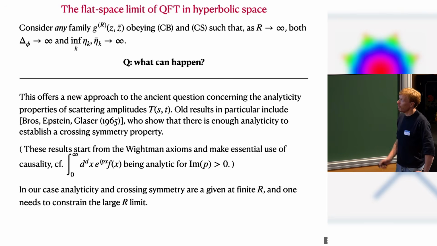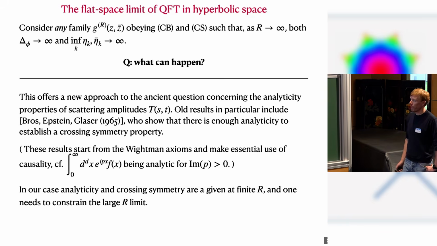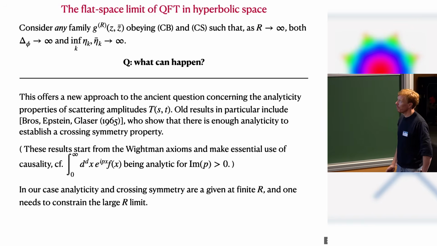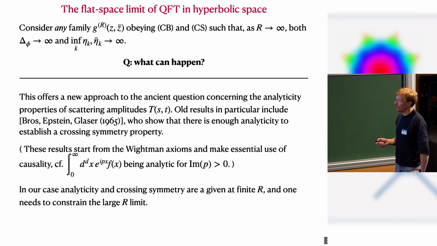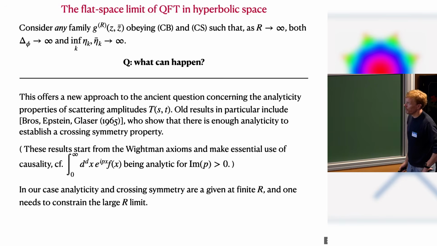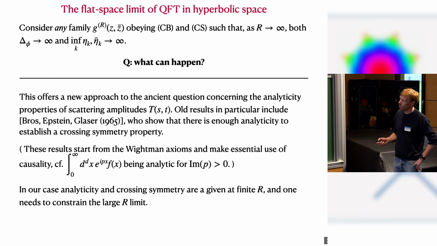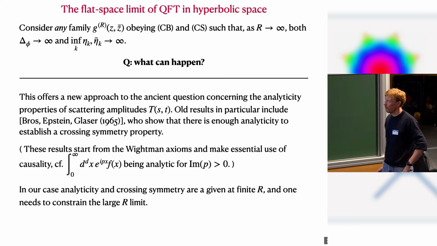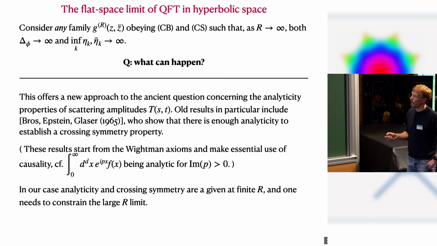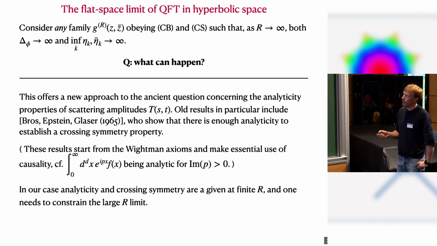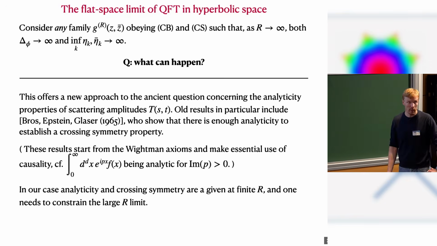And that's what I'd like to know because it offers a new approach to scattering amplitudes. That is something that I skipped on the previous slides. So this makes contact with old results, in particular by Bros, Epstein, and Glaser from 1965, who found some analyticity results of scattering amplitudes using the Wightman axioms and making use of causality. And I feel like this is a nice approach because you have analyticity for any finite R, and you just want to show that the analyticity survives in the large R limit.